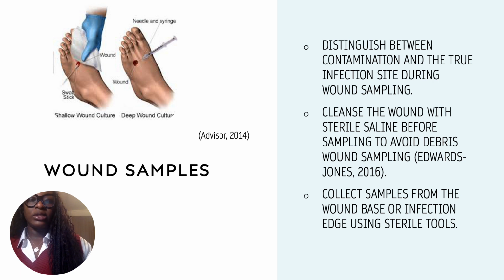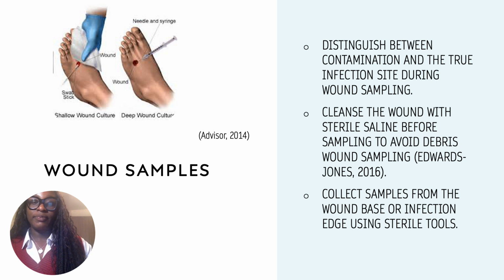When collecting wound samples, it's important to recognize the difference between superficial contamination and the actual site of infection. For acute wounds, such as surgical or traumatic wounds, and chronic wounds like pressure ulcers or diabetic foot ulcers, the collection technique matters. Avoid swabbing necrotic tissue or superficial exudate, as these do not represent the true pathogens causing the infection.